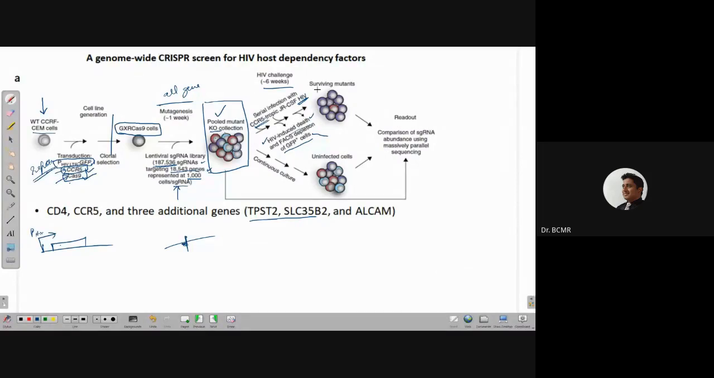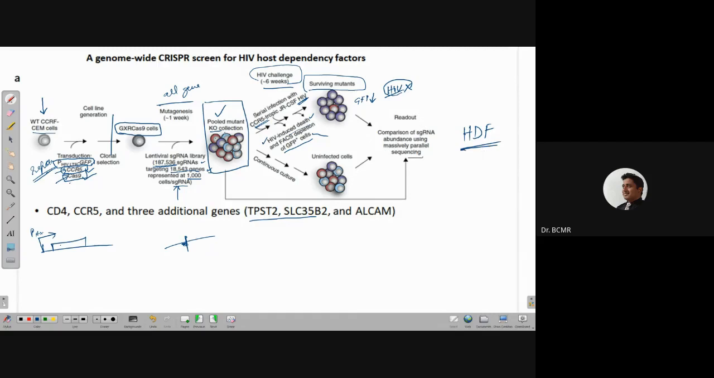Now what we have is surviving mutants. All of them would have no GFP expression or low GFP expression. What does that mean? It means that HIV has not infected, no infection of HIV. So somehow these cells survived the HIV challenge, and that survival is because of the mutation present in that particular cell. And now if we know what gene is mutated, we can figure out that that is the host dependent factor for HIV to gain entry into the cell.